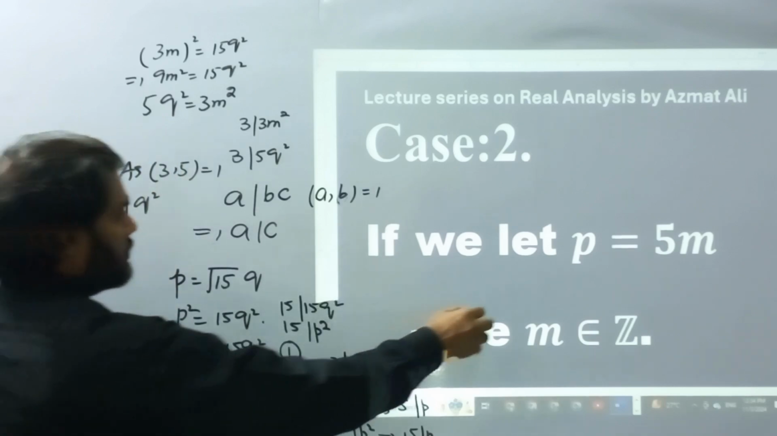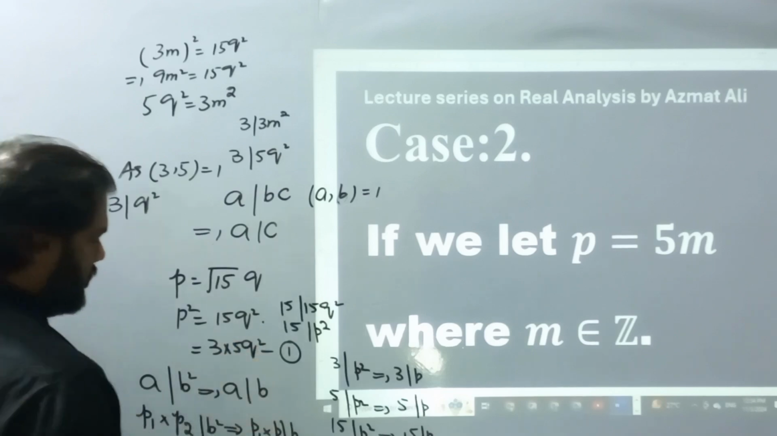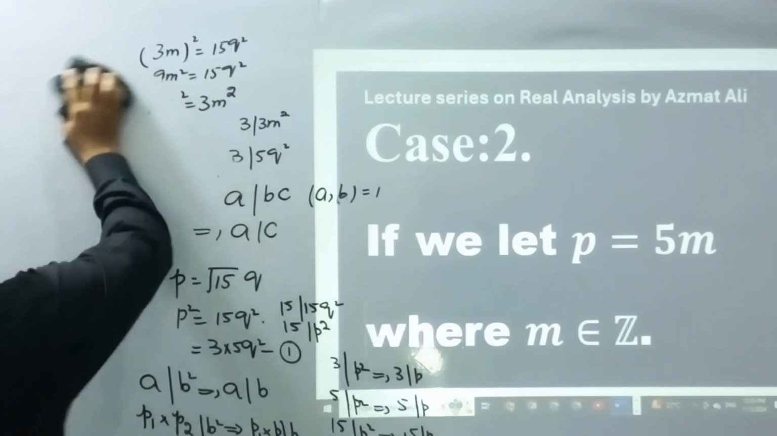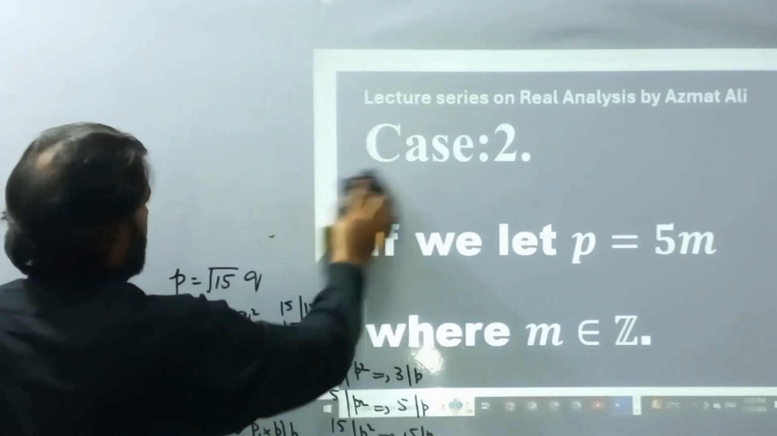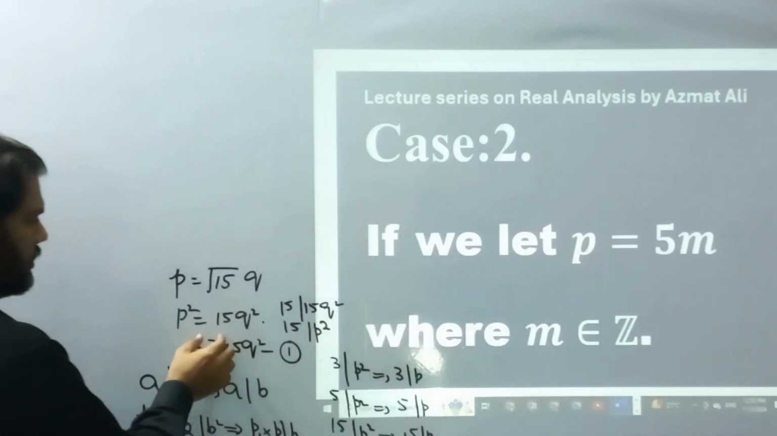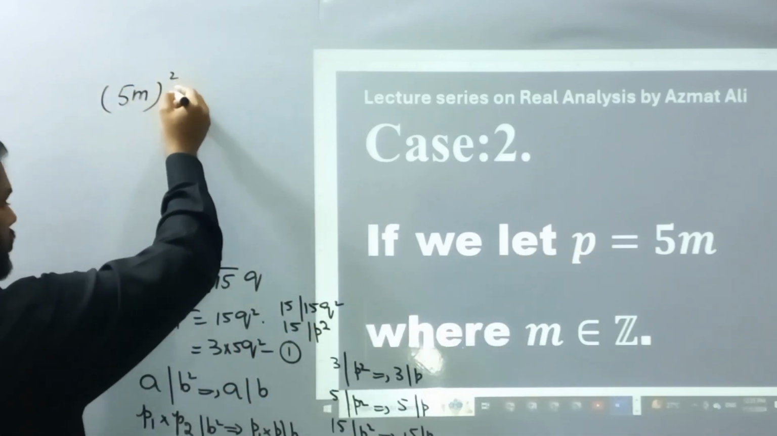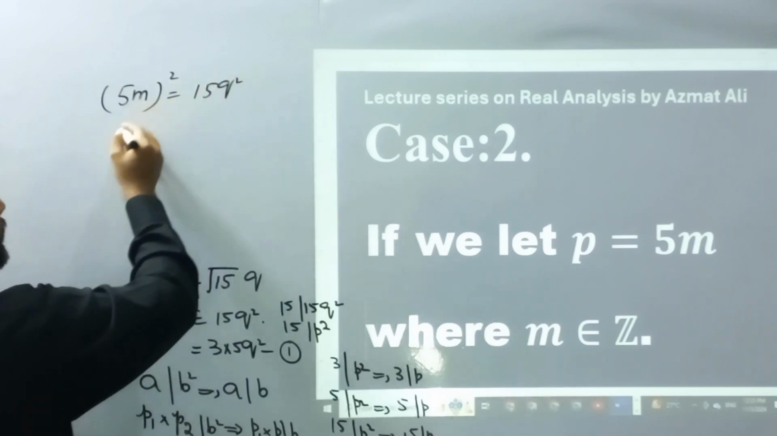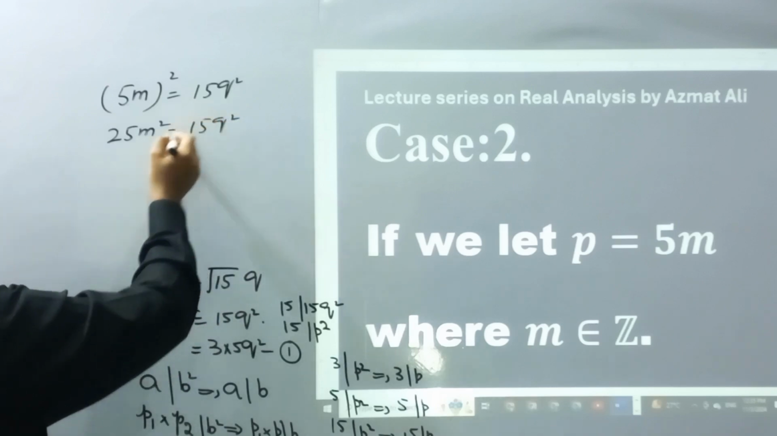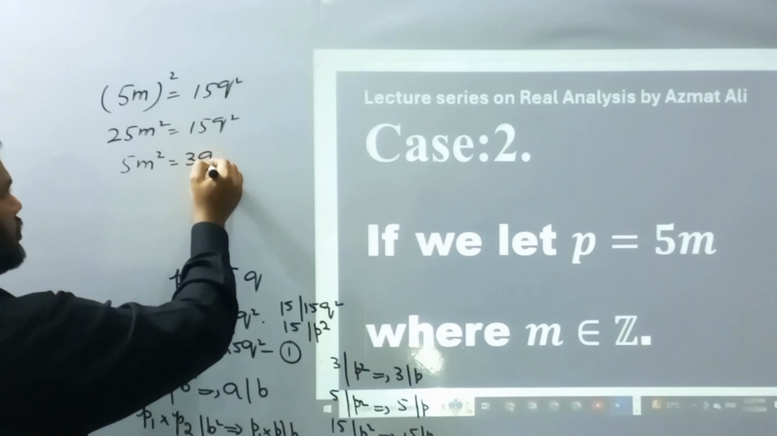So substituting this value of p equal to 5m in equation number 1, that is this here. Substituting p is equal to 5m in this equation, we have 5m whole square equal to 15q square. This is 25m square equal to 15q square. By cancelling with 5, we have 5m square is equal to 3q square.